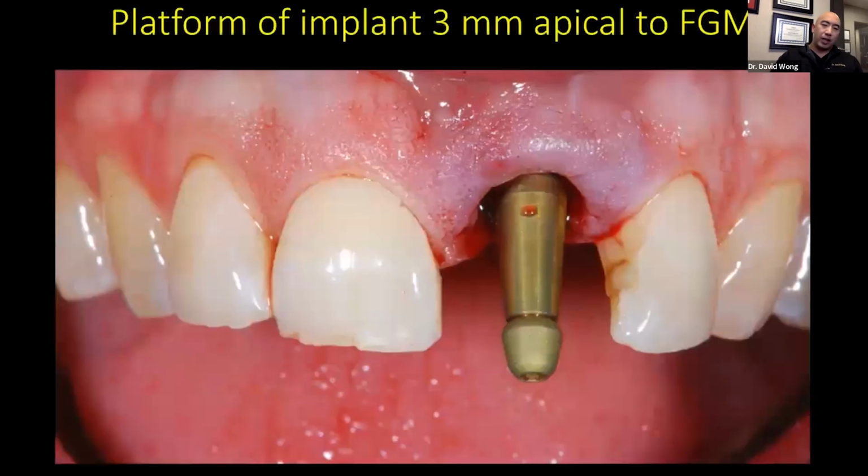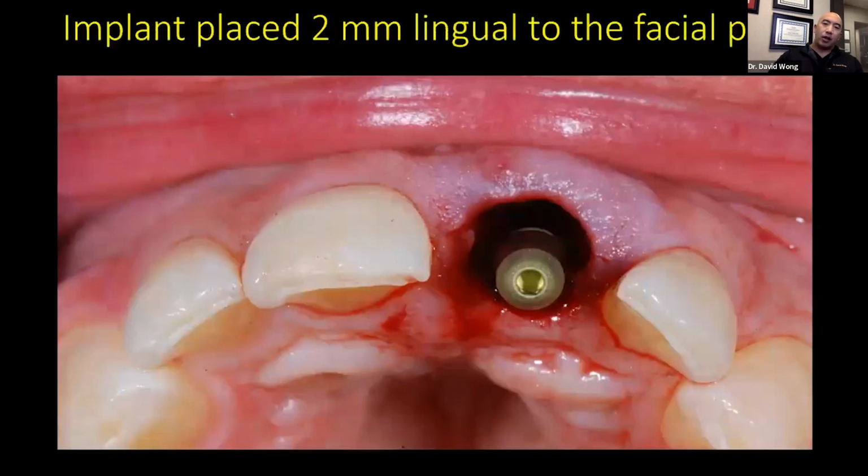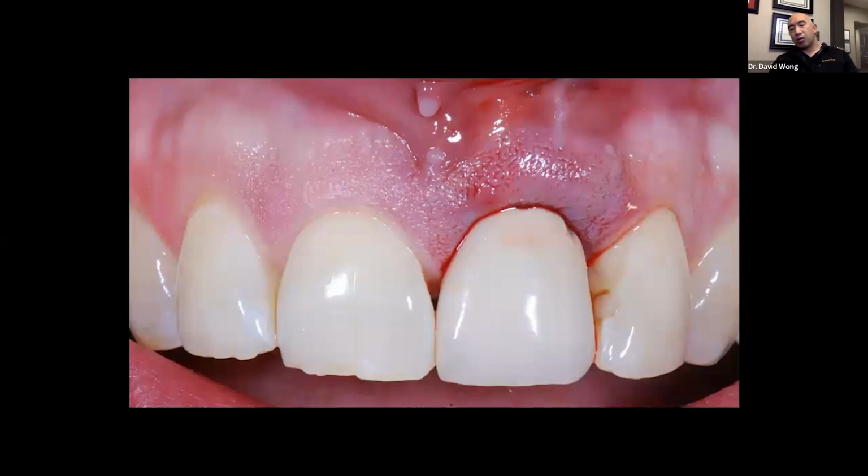That's going to be the 3-2 rule. And what is the 3-2 rule? The 3-2 rule means that you're going to place your implant 3 millimeters apical to the gingival margins of the adjacent teeth, and you're going to place it 2 millimeters lingual to the facial plate. So that essentially sticks you right in the cingulum. That's what gives us our screw access, so that we can make it a screw-retained provisional. As you can see, this is the tooth in place.